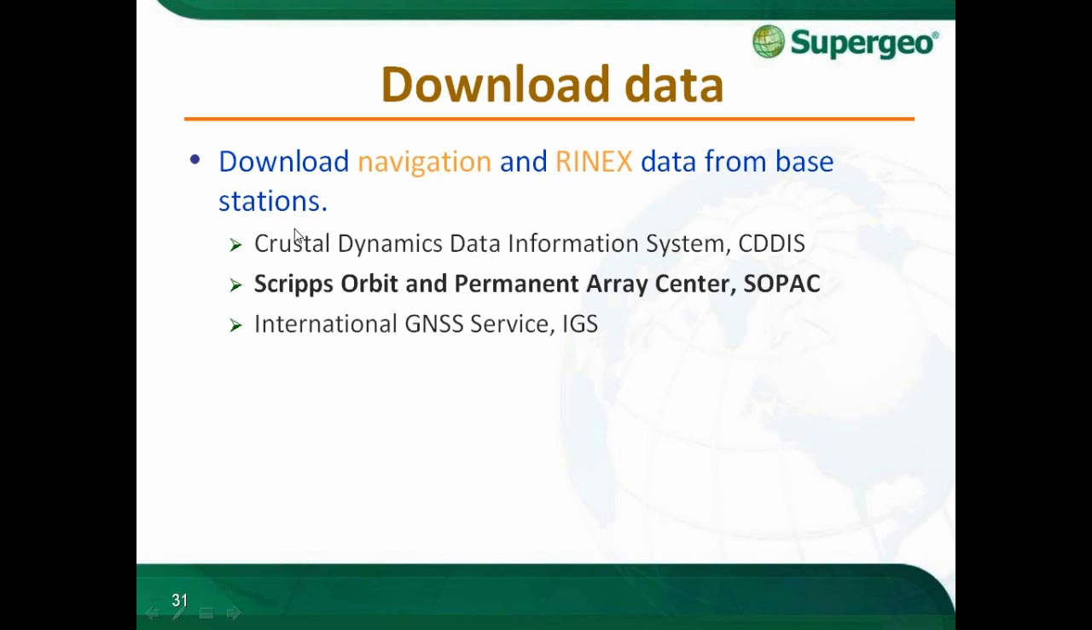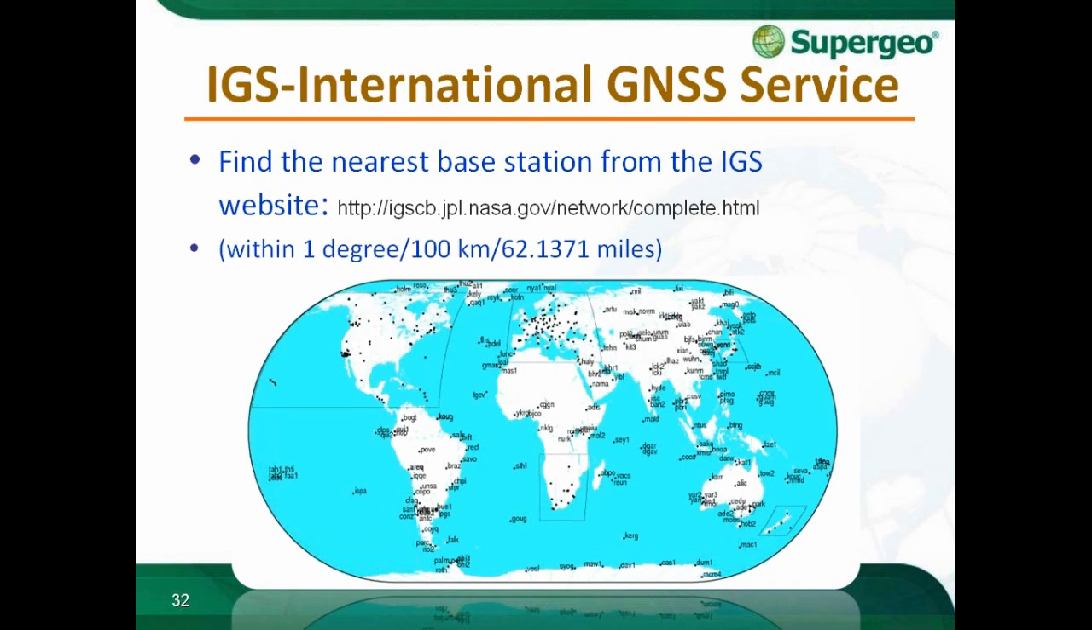Here is a list of the organizations that provide base station information, and this one, SOPAC, provides the data in the RINEX format, which is used by our SuperGIS desktop. So you go to one of these SOPAC websites to download the data, and to download the data, you have to find which base station to use.